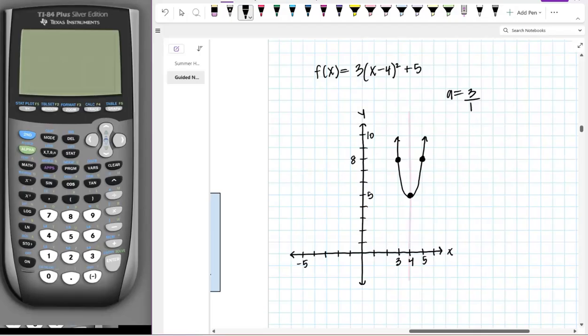It's really important for you to notice that the k value in vertex form is not the same as the y-intercept. The k value is the y value of the vertex, not the y value of the y-intercept. If you wanted to find the y-intercept, you have a couple options. You can plug in 0 for x, or you can change this to standard form. But keep in mind, the 5 is not the y-intercept. The 5 is the y value of the vertex when you're in vertex form.